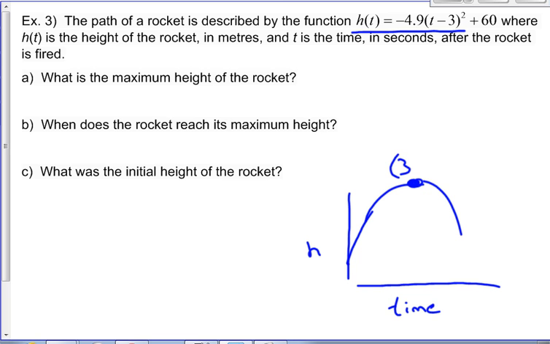From this form, I know that the x-coordinate, which is time, is going to be 3, and the y-coordinate of the max will be 60. So the max height of the rocket, 60 meters. Max makes you think vertex.